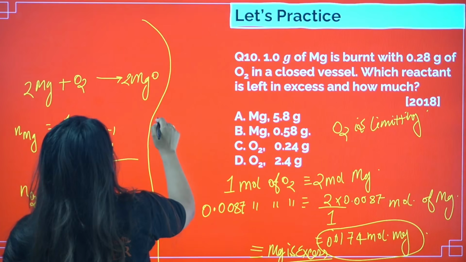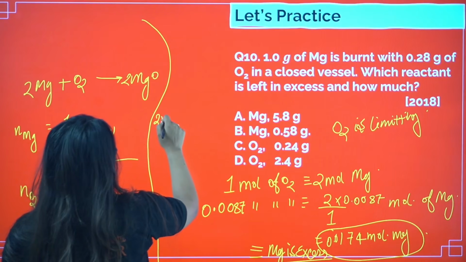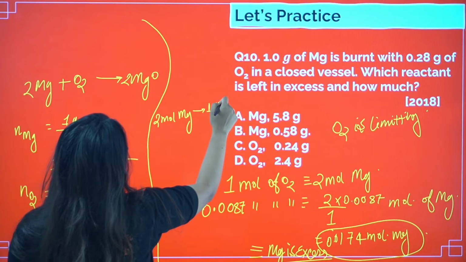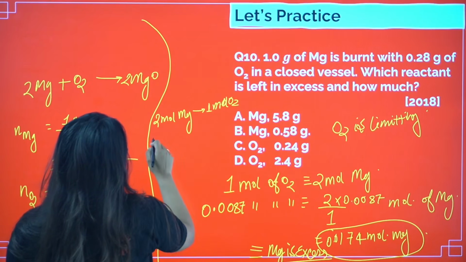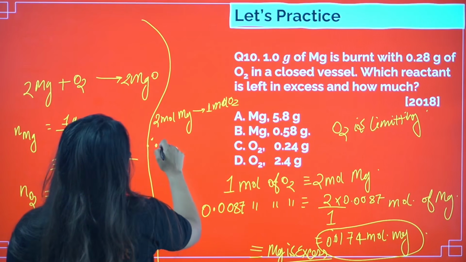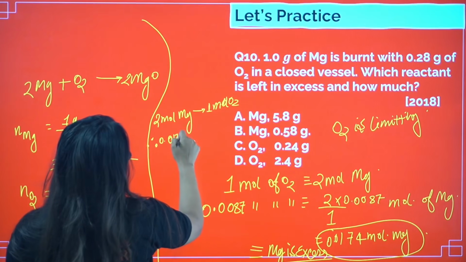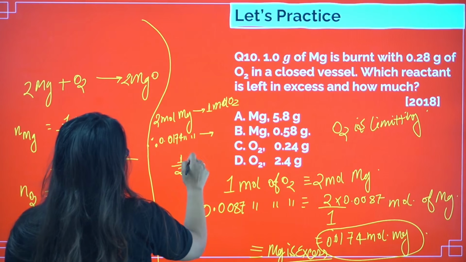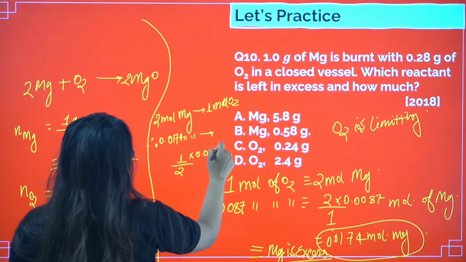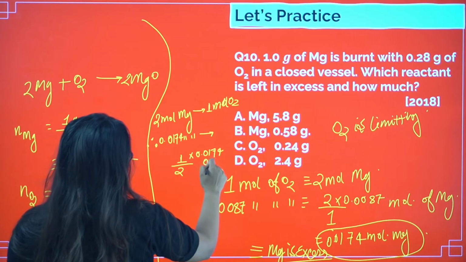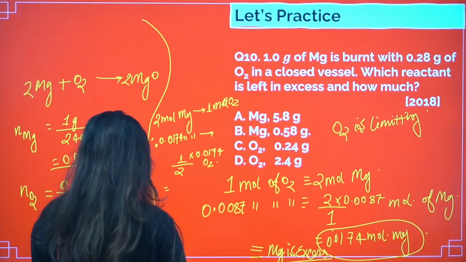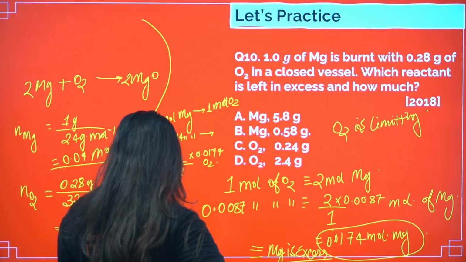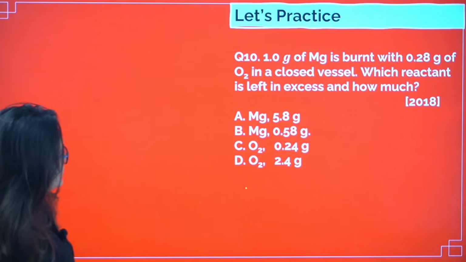See, 2 moles of magnesium will need 1 mole of O2, right? Hence, 0.0174 mole of magnesium will need 1 by 2 into 0.0174 oxygen, right? So from here, if you just do the calculation, it will come up to be something. Let's proceed with the next question.